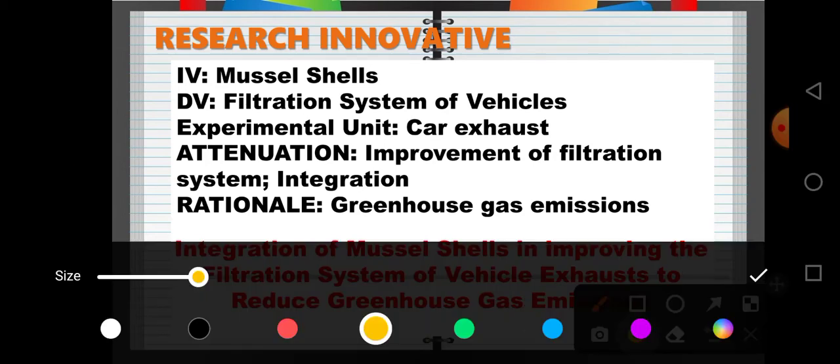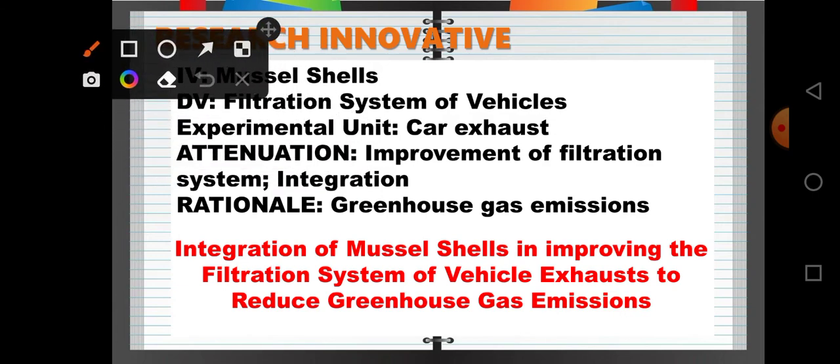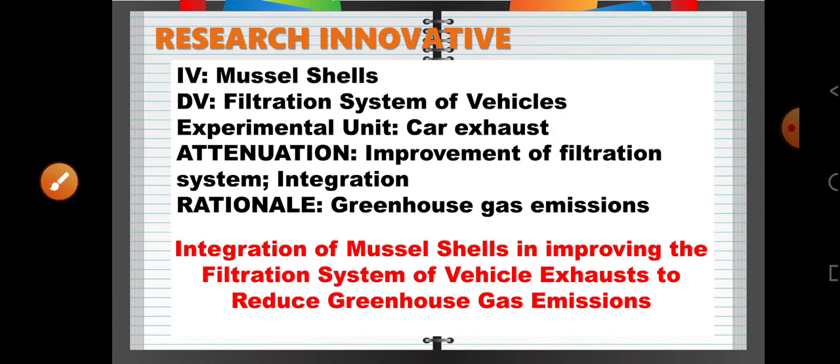So class, in identifying researches under the research innovative category, always take note of the following key terms: improving, integration, innovation, upgrade. Terms like that. And actually, class, you can also use acronyms for research innovative. It is up to you if you want to use acronyms for your research innovative studies.